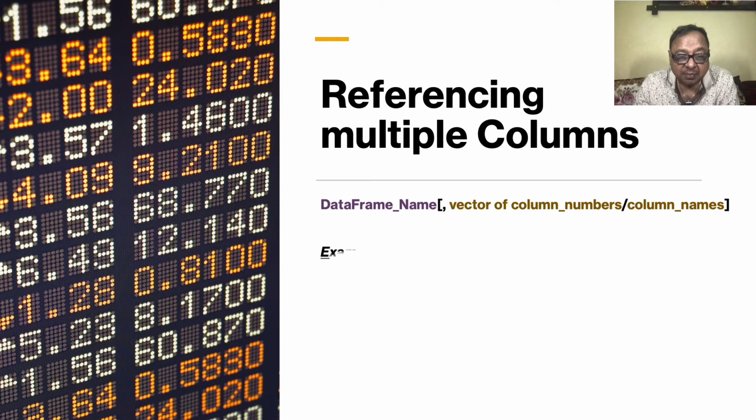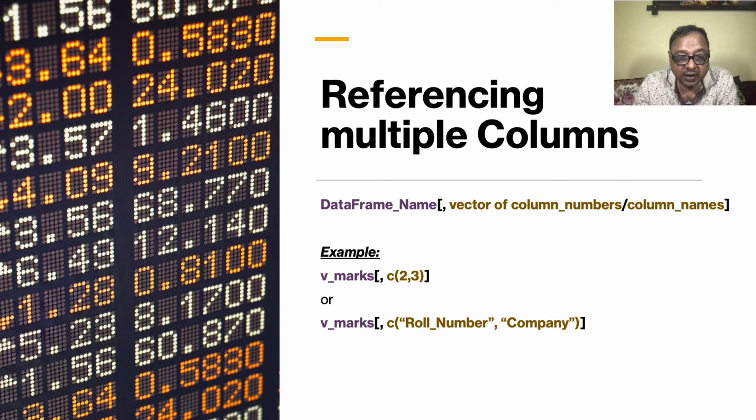We see a few examples first. So the first example is that we say v underscore marks. Within square brackets we give comma and then give a vector of c 2 comma 3. That means I want to see column number 2 and 3. Or I could replace the 2 and 3 with the actual column names. That is, I could say c within brackets, I say roll number within quotes and company within quotes, roll number and company being separated by a comma. So this will give me the records for only the roll number and the company column.